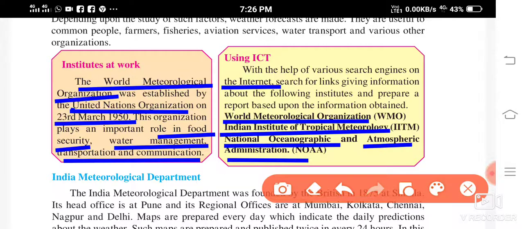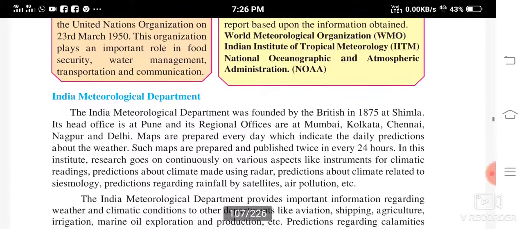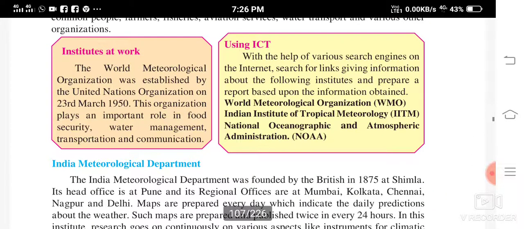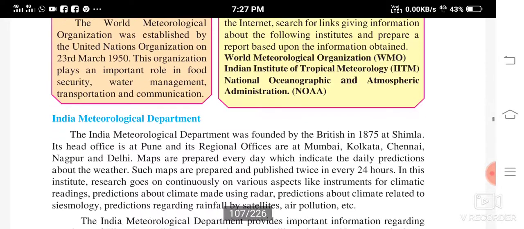So that is the National Oceanic and Atmospheric Administration, NOAA. You are going to search for these links and read the information given, and prepare a report based on the information you have obtained. If you search this on the net, you are going to get this information, and it is going to be quite interesting, so you have to do this.